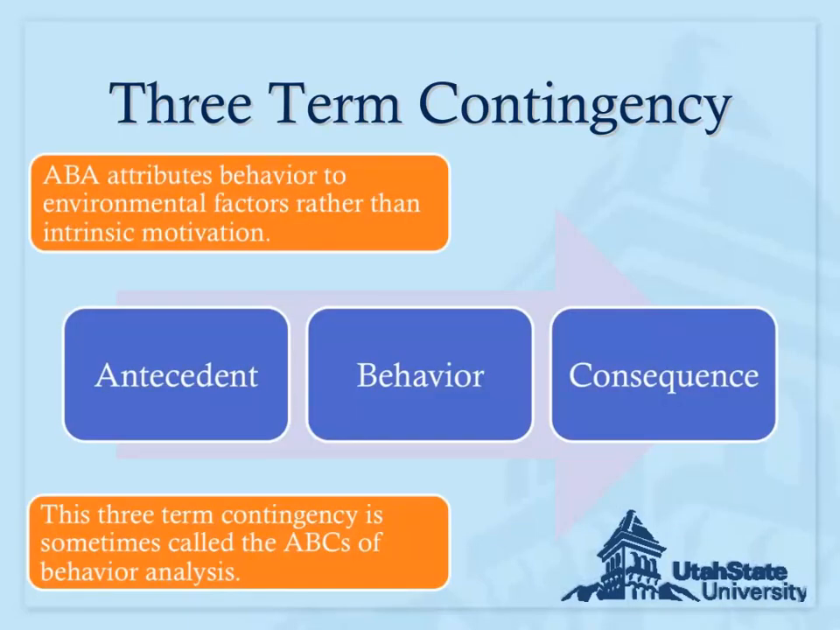This is the three-term contingency. Antecedent events come before behavior. SDs signal that reinforcement or punishment is available. Motivating operations alter the value of those consequences. The behavior occurs to get access to those consequences. Lastly, the presence of reinforcement or punishment increases or decreases the future occurrence of that behavior.